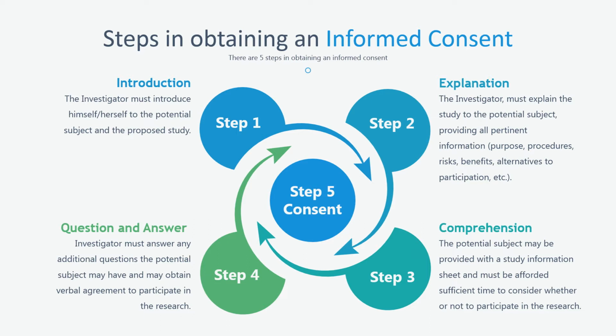Step 3, comprehension. The potential subject may be provided with a study information sheet and must be afforded sufficient time to consider whether or not to participate in the research. Step 4, question and answer session. After allowing the potential subject time to read the study information sheet, the investigator must answer any additional questions the potential subject may have and may obtain verbal agreement to participate in the research.